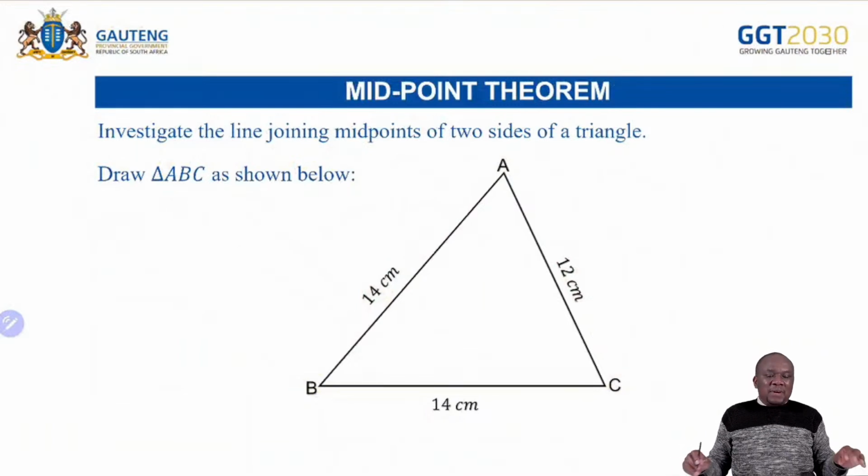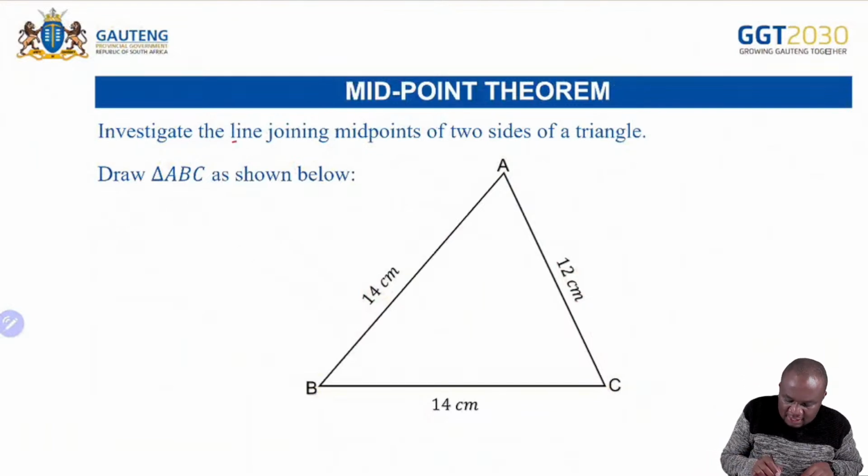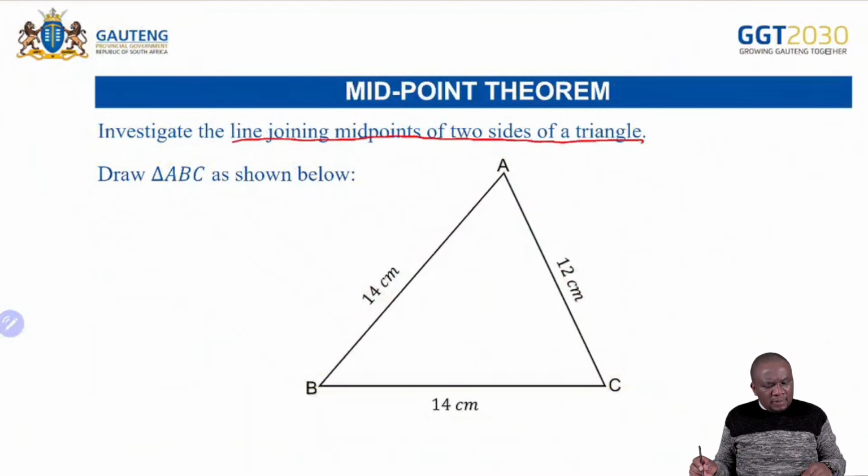Right, now let's mark the midpoints of two sides. We're investigating the line joining midpoints of two sides of a triangle. Remember that. And we're using AB and AC. You can use any. You can even choose to use AC and BC. But now we don't have time to do all the sides. We'll just do one pair, AB and AC.